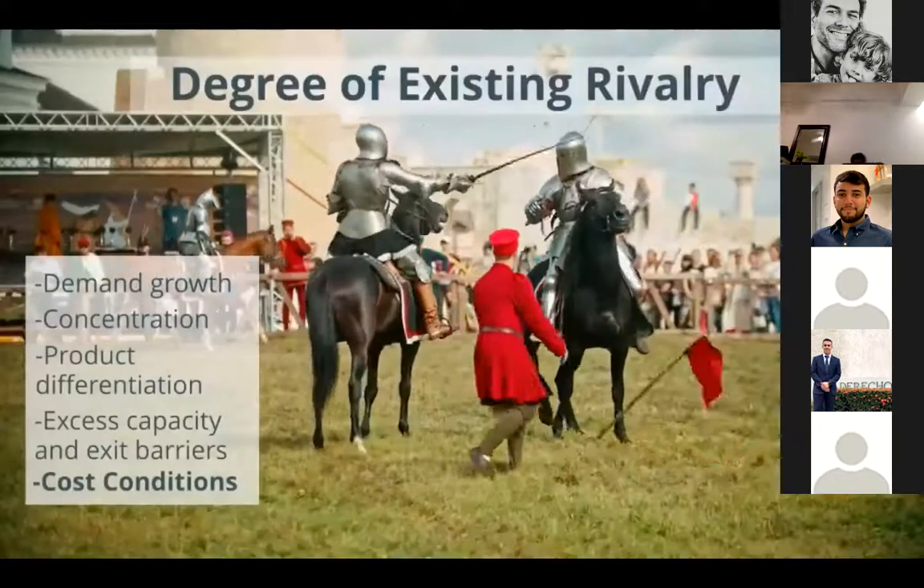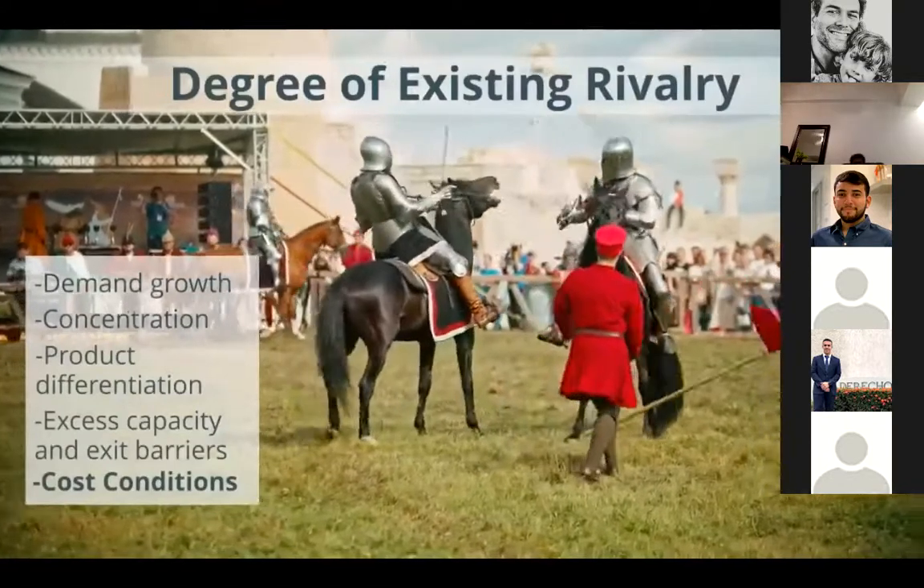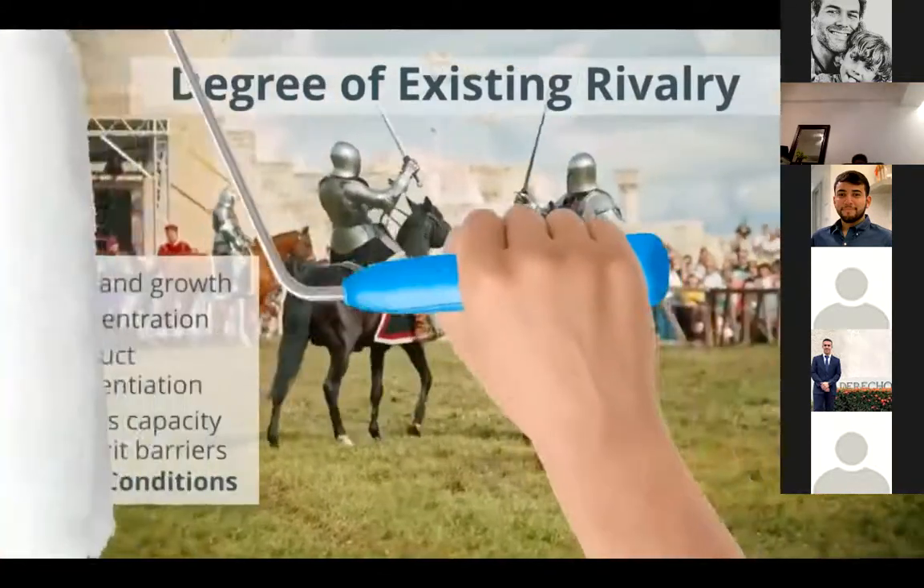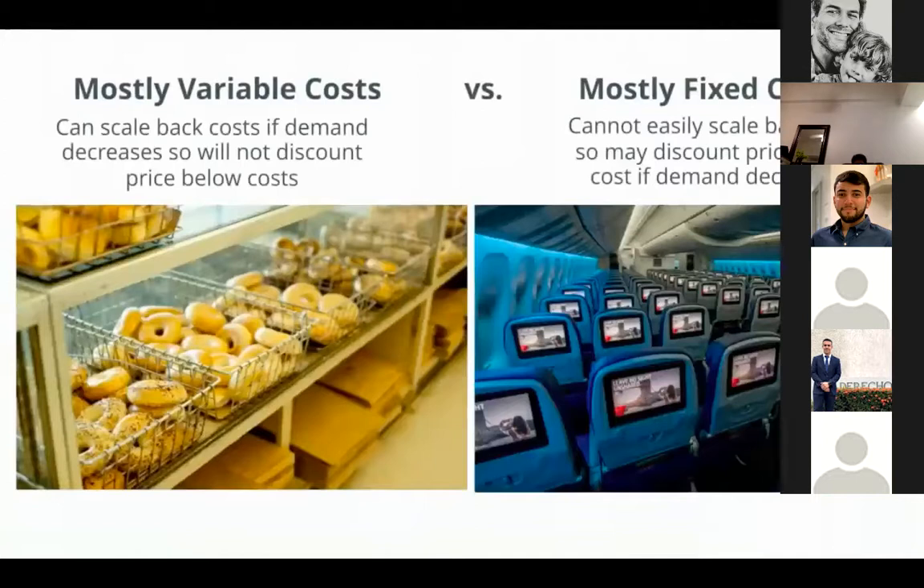Last but not least, the degree of existing rivalry is also influenced by cost conditions. If costs are mostly variable, like at a bagel store, a firm can scale back those costs if demand decreases, so it won't discount price below costs. On the other hand, if costs are mostly fixed, like at an airline, a firm could end up having to discount price below cost if demand decreases, because after all, you do not want to fly a half-empty airplane.